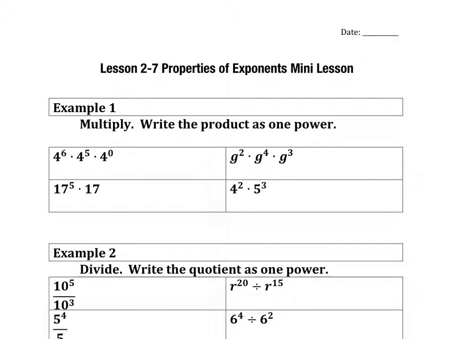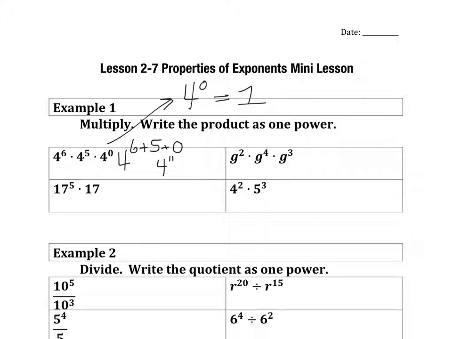First example, we're going to multiply exponents that have the same base, and we can write the product as 1 power. Now when we multiply, we're actually adding the exponents together. So in the first example, I'm going to have 4 to the 6th, but then I can actually add the 5 and add the 0. And I'm sure your teacher told you this today, but anything to the 0 power is actually equal to 1. So 4 to the 6th plus 5 plus 0 would be 4 to the 11th power.